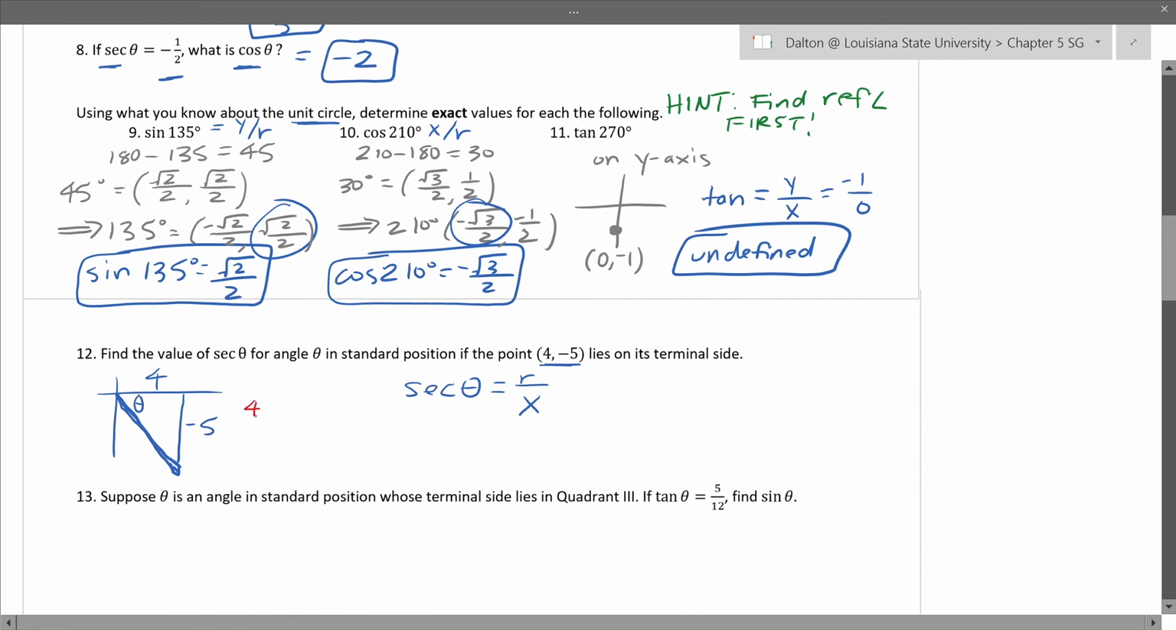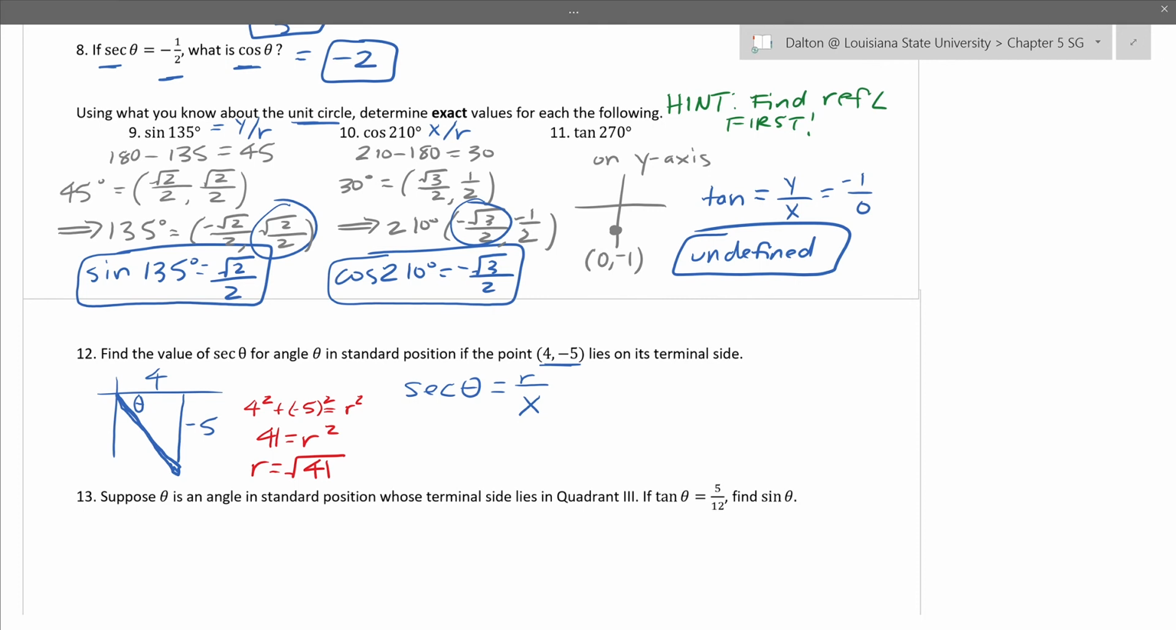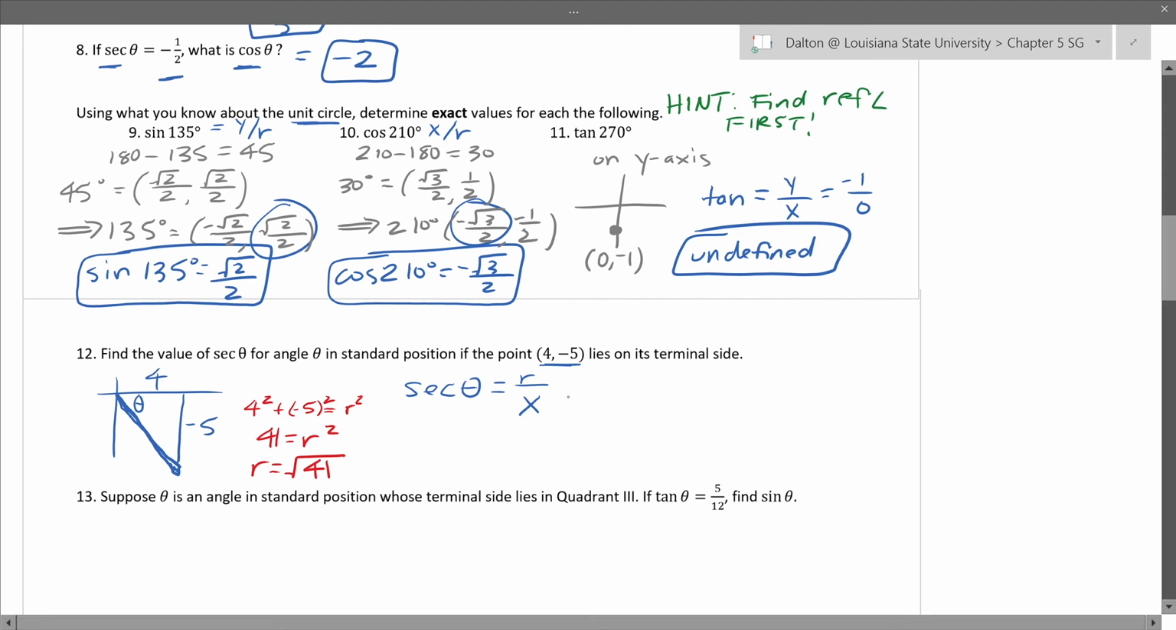So we're going to do 4 squared plus negative 5 squared equals r squared. So 4 squared plus negative 5 squared, remember to put that negative 5 in parentheses, so that'll be a positive 25 plus 16, which is 41. So r is equal to the square root of 41, which can't be simplified any more than that. So our secant of theta is going to be the radius, the square root of 41, over the x value, which is 4.